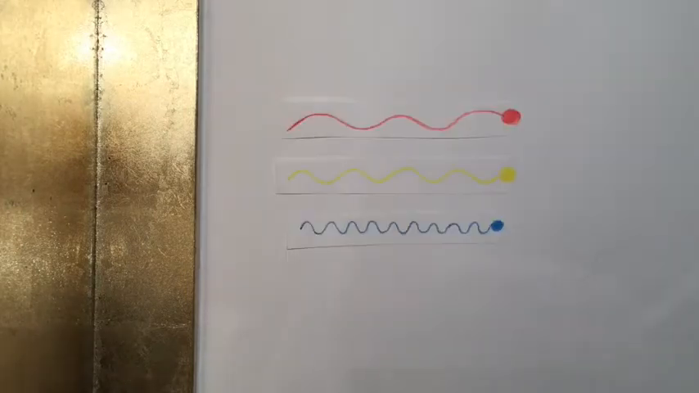For this explanation, I'll talk about the visible light spectrum and three specific light waves: red light, yellow light, and blue light. As you can see, each type of visible light has a different wavelength. The wavelength corresponds to the frequency. The longer the wavelength, the lower the frequency. The shorter the wavelength, the higher the frequency.